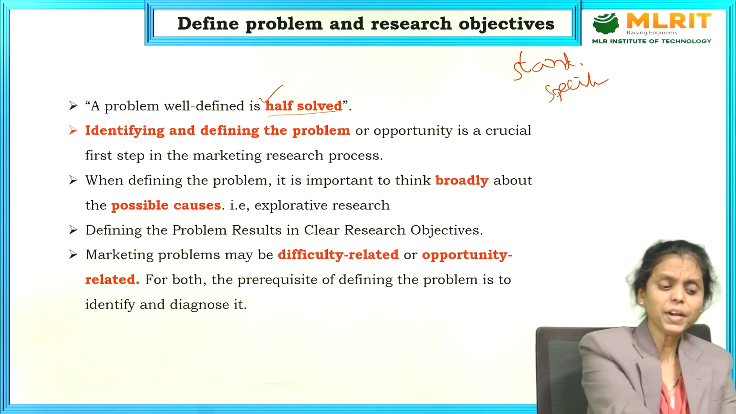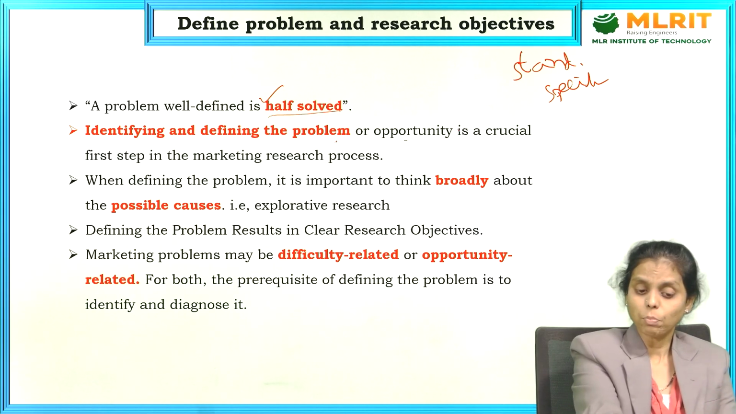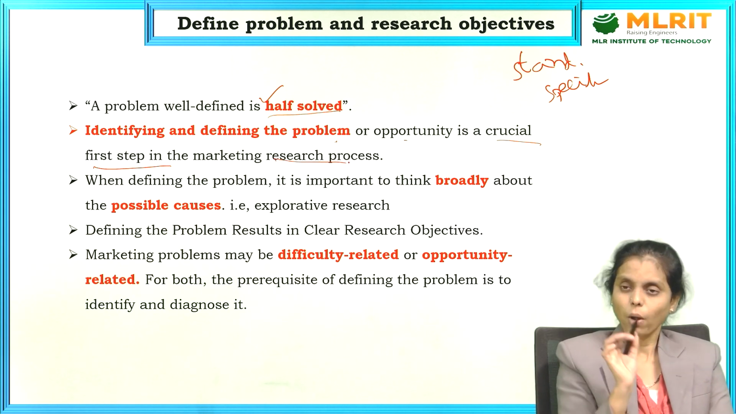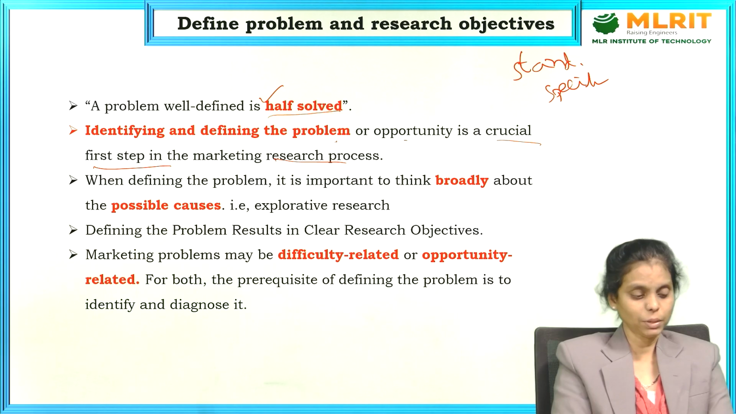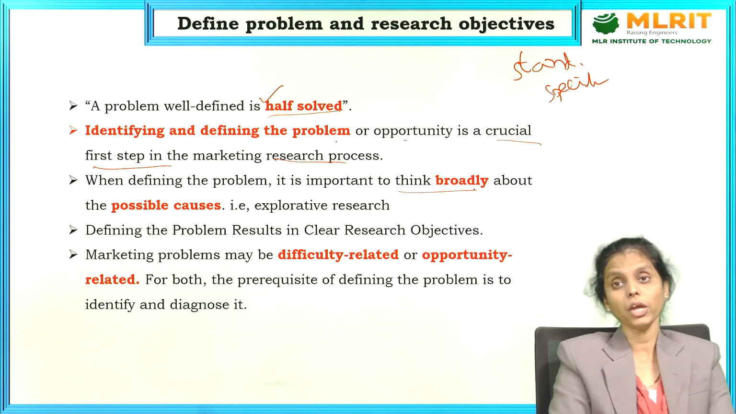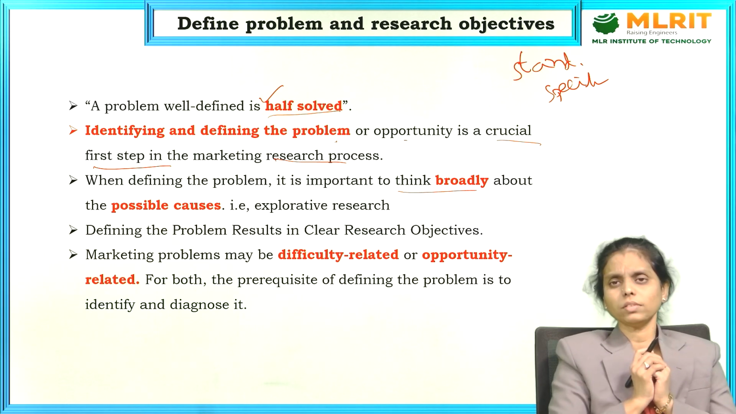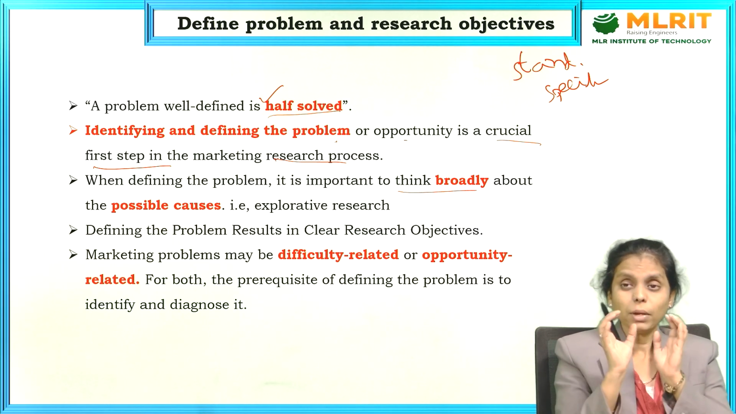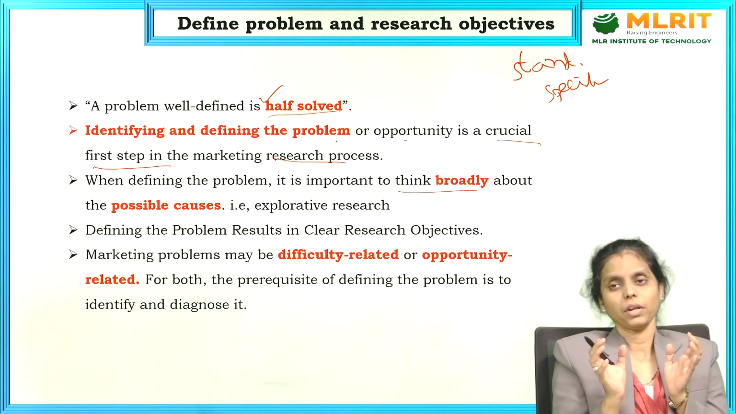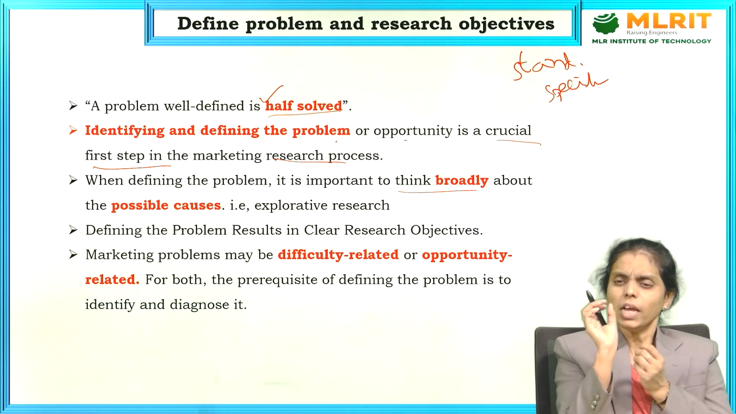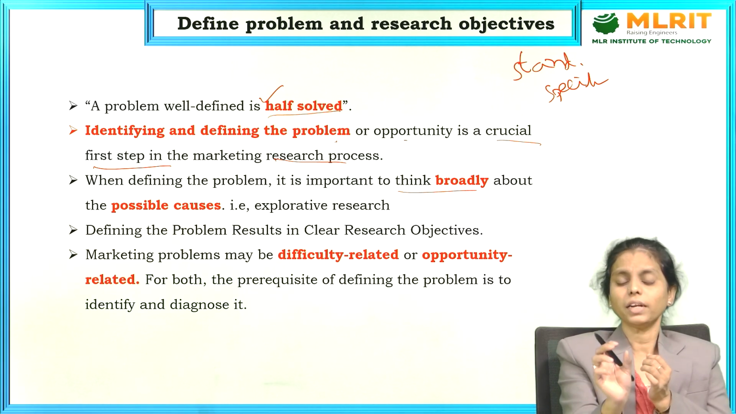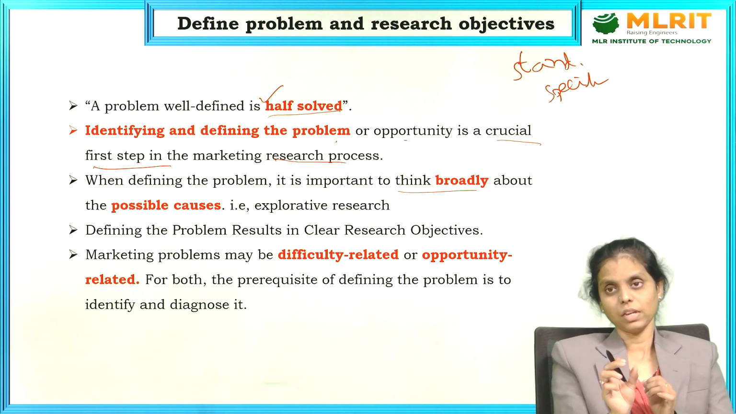How? Identifying and defining a problem or opportunity is a crucial first step in any marketing process. With the problem only will the research or investigation start. When defining the problem, it is important to think in a broad sense. Why think in a broad sense? Because a clear definition will come only when we are thinking in a broad manner. When we have defined a specific reason for any problem, we always go in that direction with that specific reason.